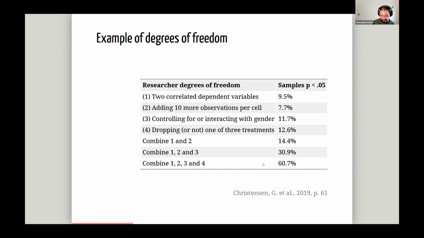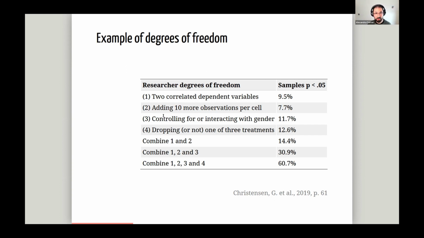And this issue is problematic when we do lots of tests and analyses, especially when we have small data. So there's a nice example from Christensen and colleagues, where they simulated some data. They had, I think, 3 different groups. It was a relatively small data set. And there was no relationship between being in a particular group and the outcome. But then they decided to include different decisions in their analysis.